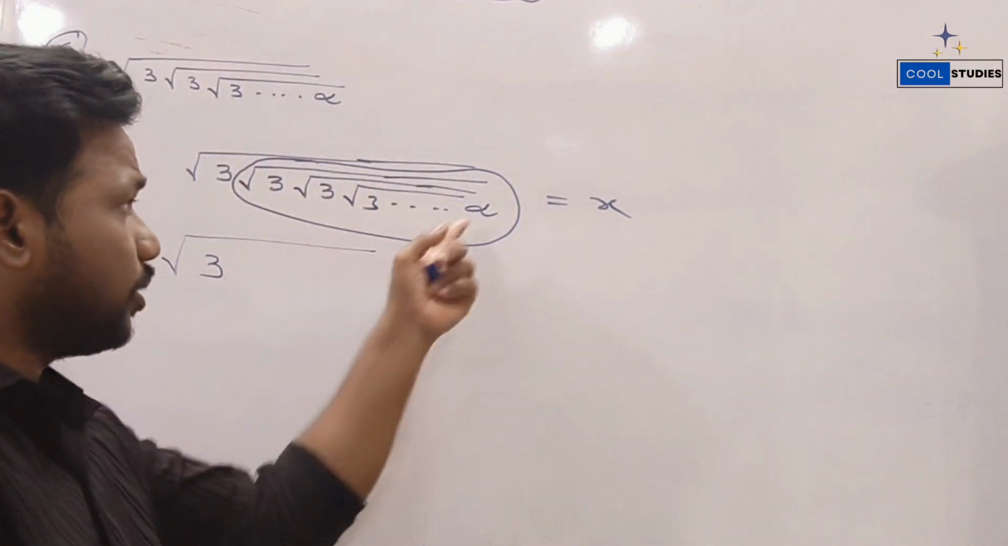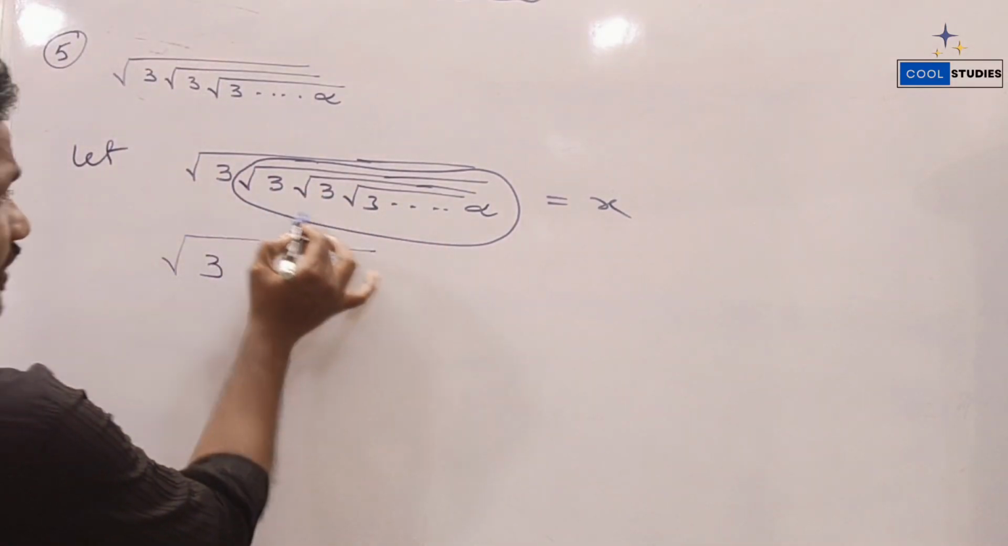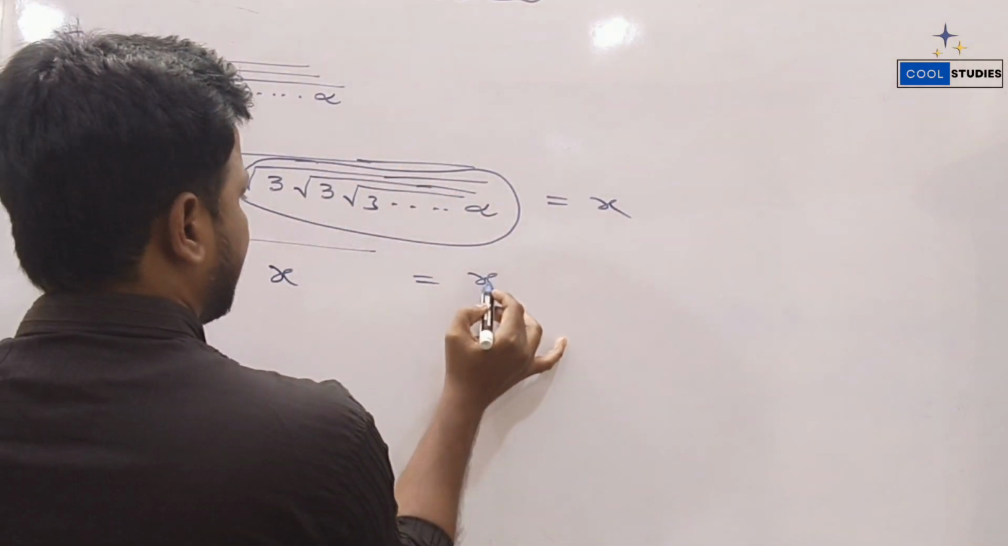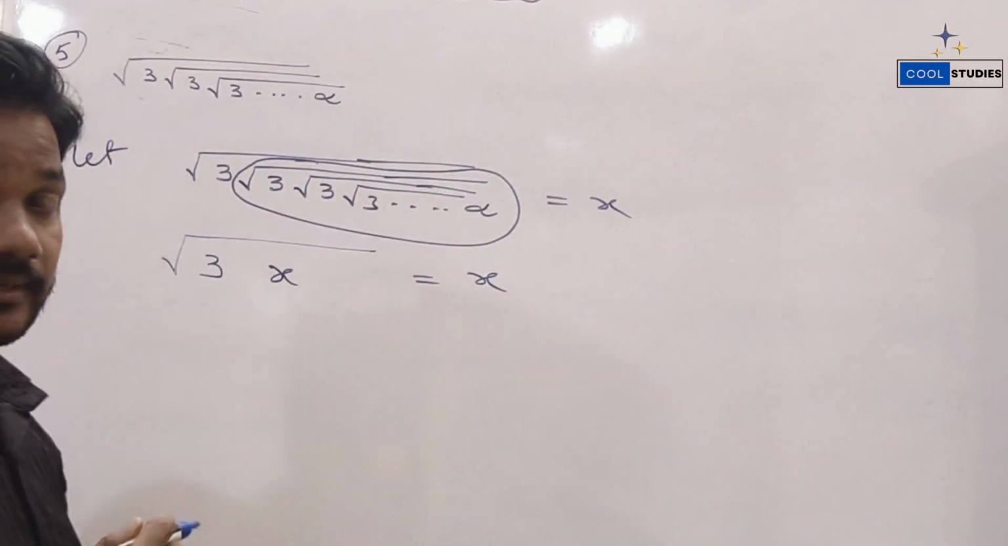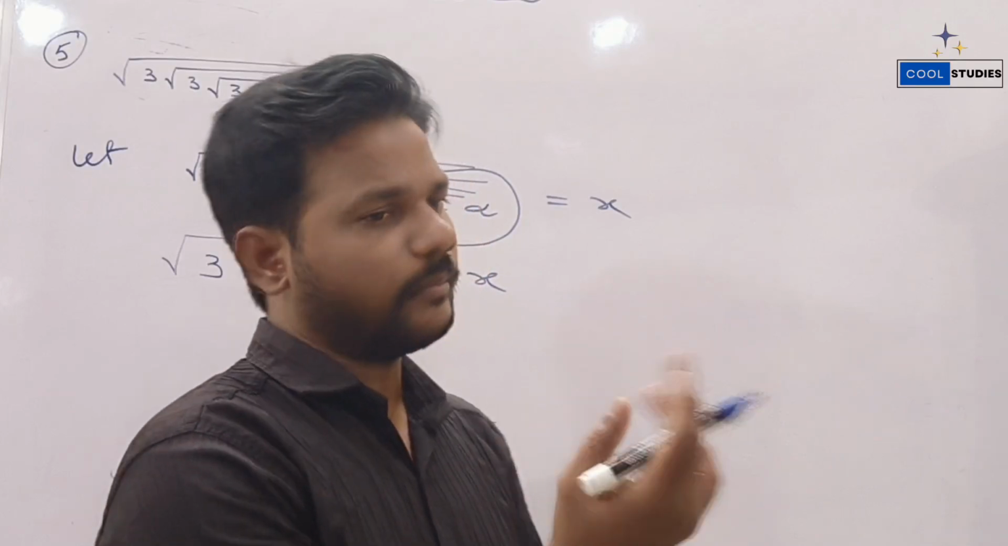We consider that up to infinity value is x, right? So in this infinity place, this total value place, what can we write? x is equal to again x. I hope you understand. Now, to cancel the root, let us do squaring on both sides.